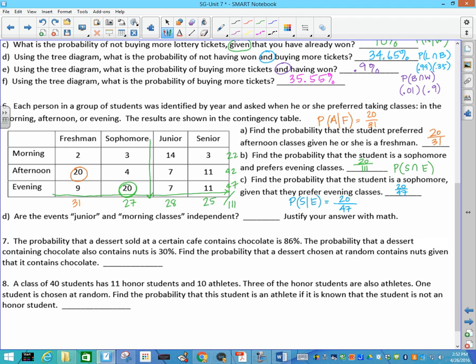Okay, this next one says, are the events junior and morning classes independent? Okay, now if they are independent, then the probability of J equals the probability of J given M.